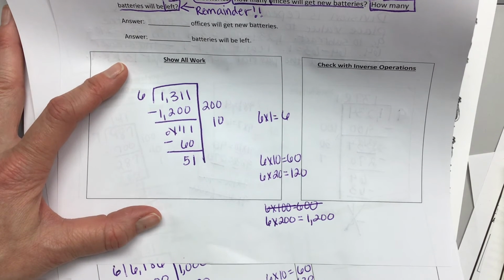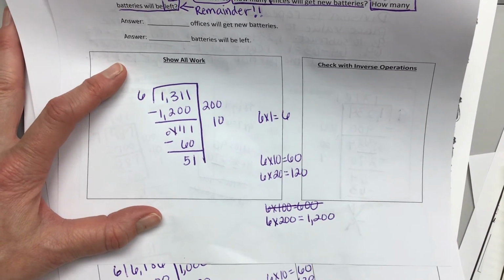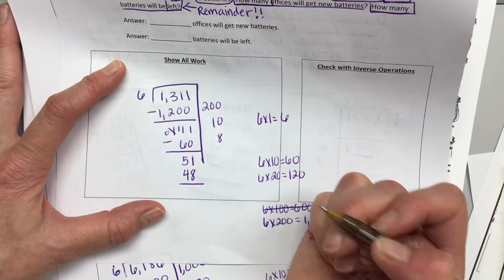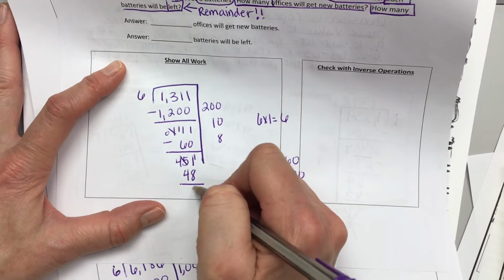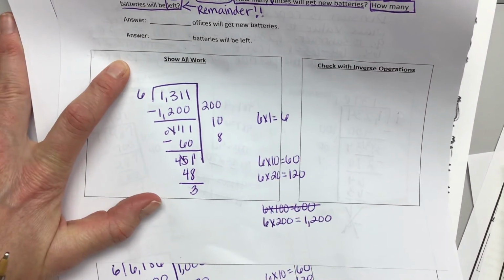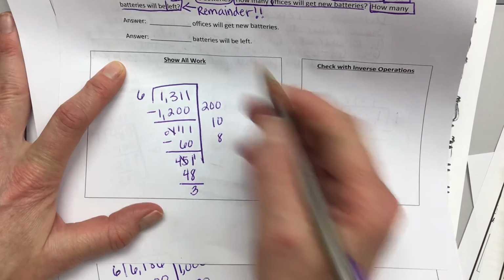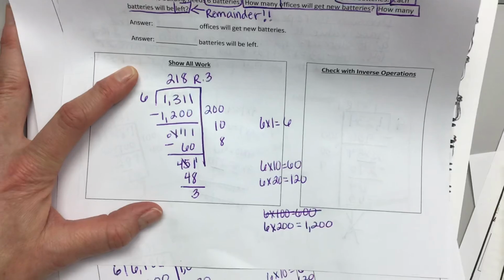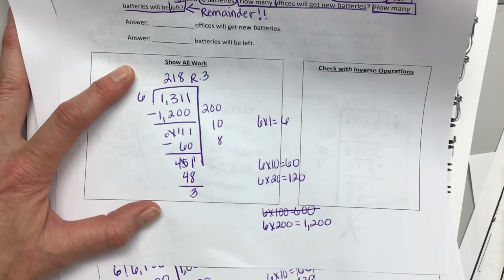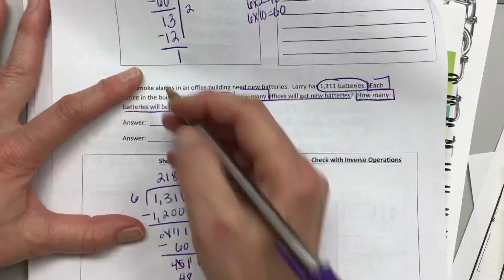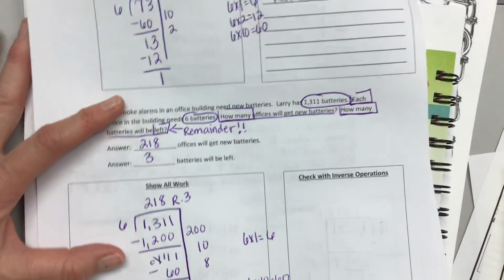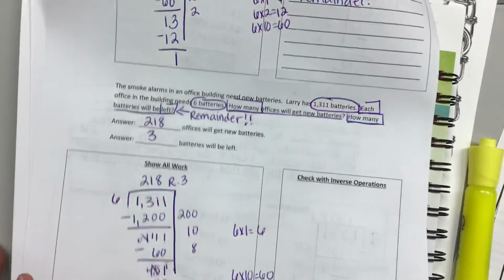Who else? Guys, I should see every hand up. 6 times what gets me close to 51 without going over? Eli? 8. 6 times 8 is 48. That leaves me with 3. Can I subtract 6 again? I cannot. So it's 218, and I have 3 left over. So how many offices get new batteries? 218. How many batteries are left over? 3.